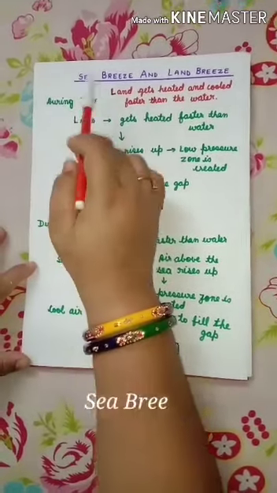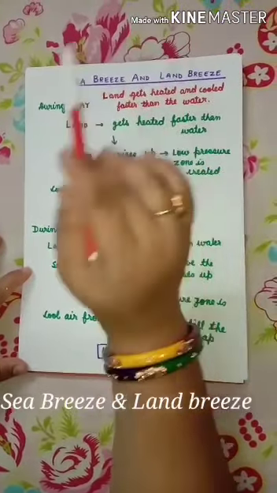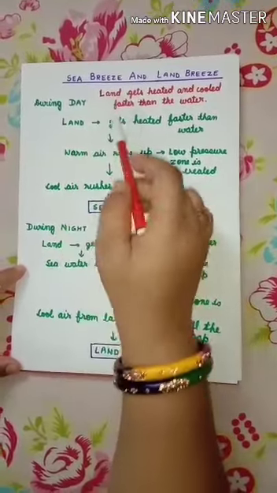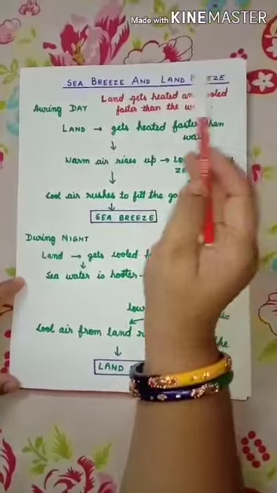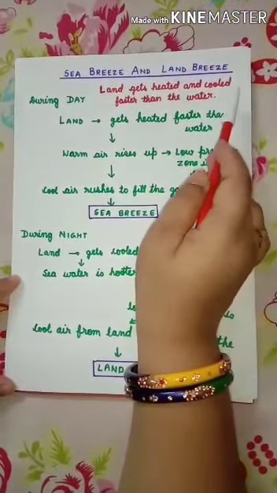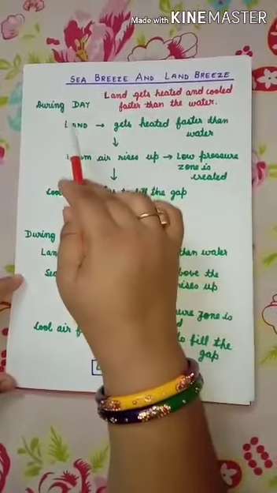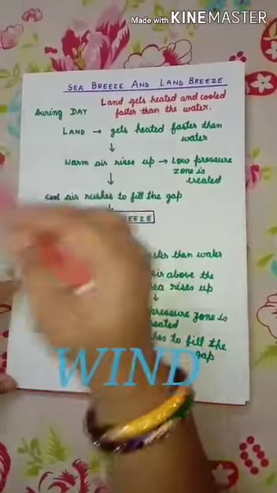Students, today let us study about the formation of sea breeze and land breeze. Before understanding this, you have to keep one thing in mind, that land gets heated faster than the water and land gets cooled faster than the water. Okay, and due to this difference in the heating and cooling of land and water, formation of wind occurs.